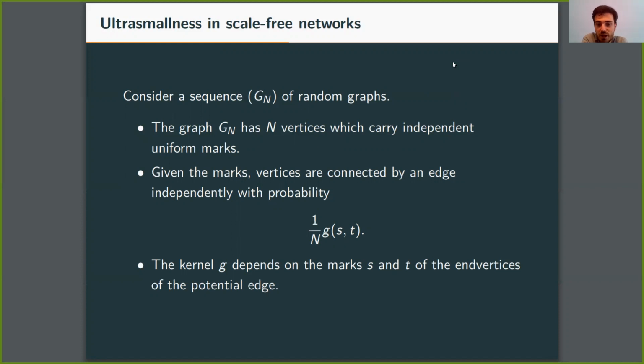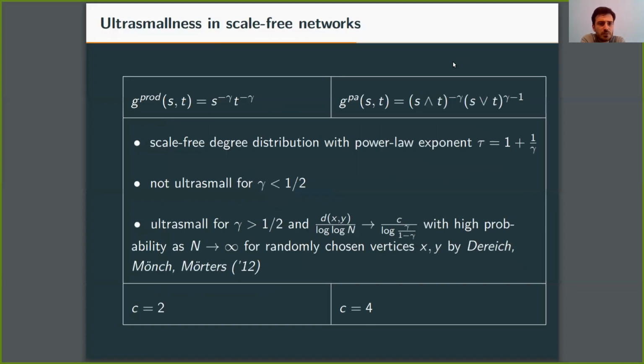This kernel function depends on the marks s and t of the end vertices of the potential edge. To look at two examples for the choices of the kernel function, the first one is a product kernel, which leads to random graphs such as the Chung-Lu random graph, and the second one is a preferential attachment kernel, which leads to non-spatial preferential attachment networks. In both cases, the networks are scale-free, which means that they have scale-free degree distribution with power law exponent tau equals 1 plus 1 over gamma.